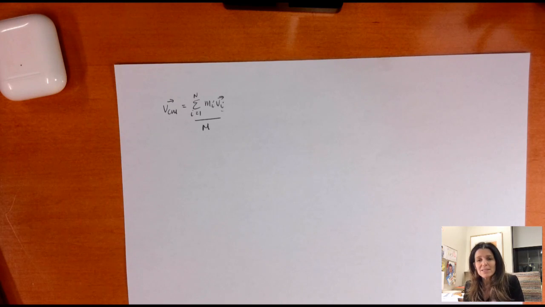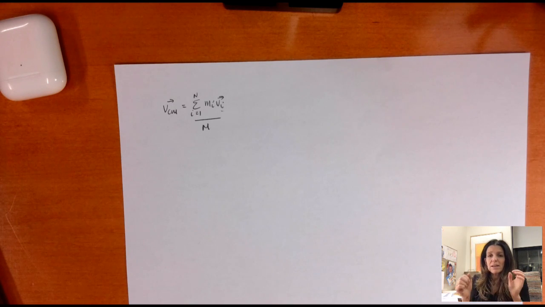That wouldn't be the case if somebody was pushing on the system, but we saw earlier this week that when no external forces act on a system, the velocity of the center of mass is constant, because the center of mass itself will not accelerate unless there's a net external force acting.